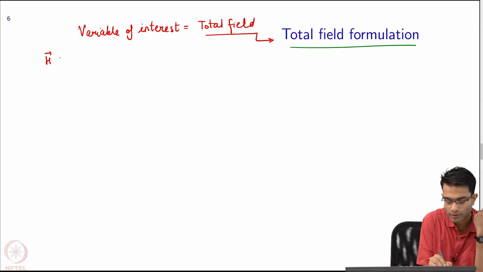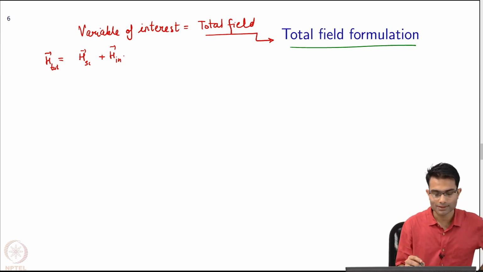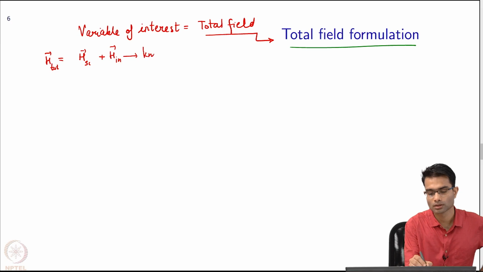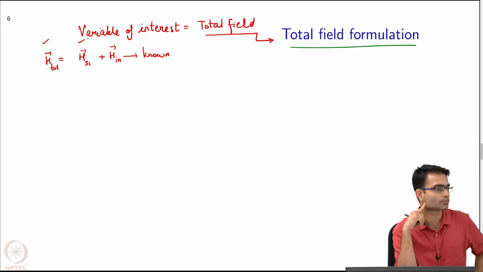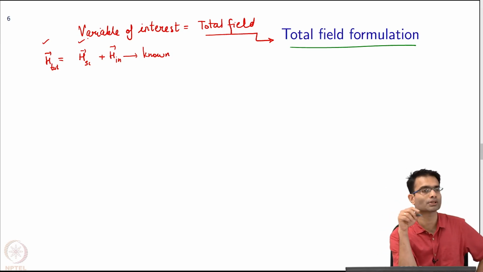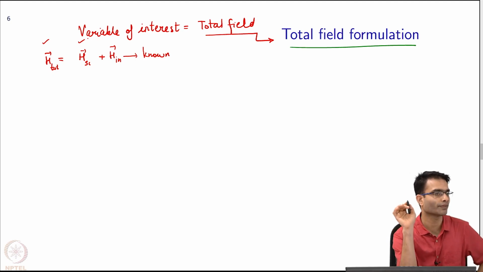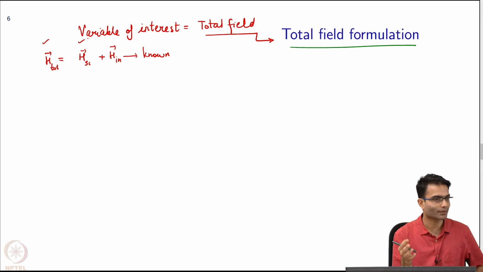So, your H over here can be written as H total equals H scattered plus H incident. In scattering problems, H incident is known. You could choose to have your variables be either the total field or the scattered field. It is totally your choice. Each method will have some advantages and some disadvantages. So, the first and the most intuitive choice is to allow the total field to be the variable. Once I get the total field, if I want the scattered field, I have to subtract off the incident field, and vice versa.